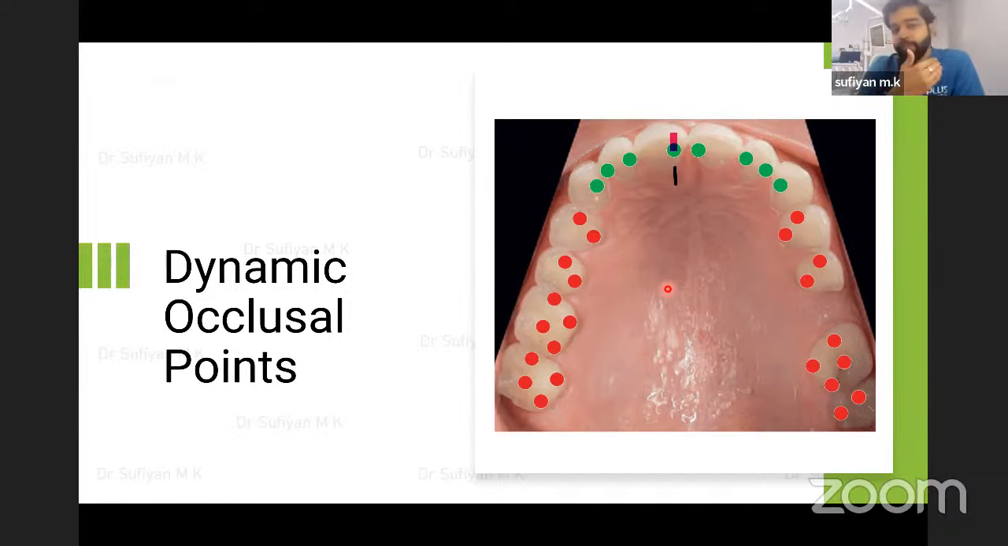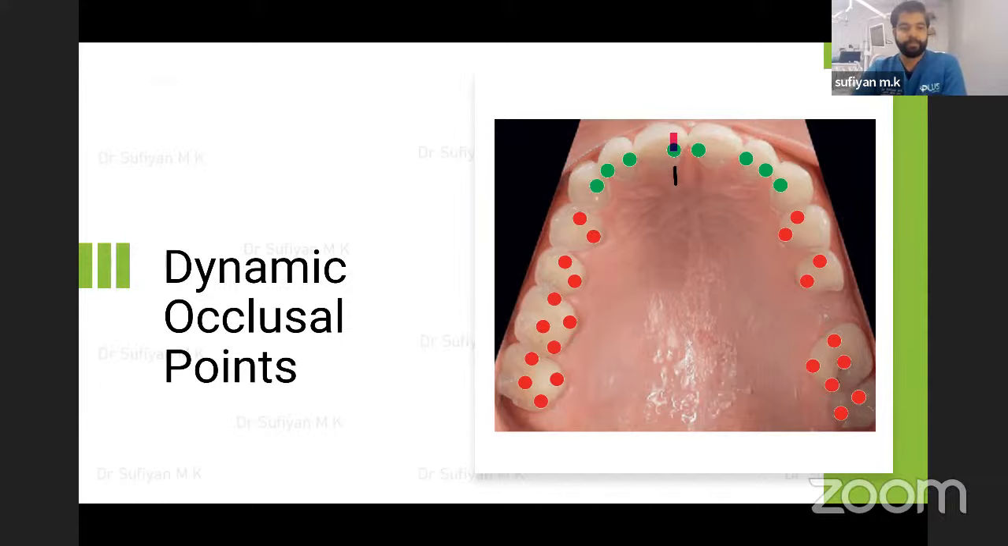So it means that the occlusal points should be uniform in all the anterior teeth. Okay, how do you check that? You place articulating paper marks and ask the patient to move the mandible forward. Brush the labial surface of the mandibular incisors against the palatal surface of the maxillary incisors. That's how you check.